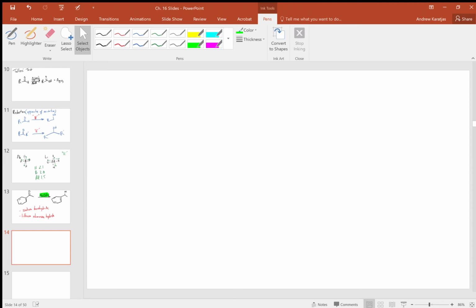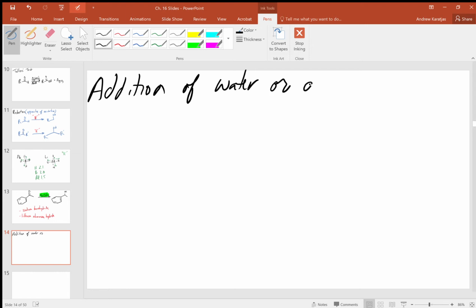Our final pair of reactions for aldehydes and ketones is what happens when we add either water or an alcohol to them. And while these sound like they might be two different reactions, we handle them together because they behave in exactly the same way. So we can start by looking at the addition of water.